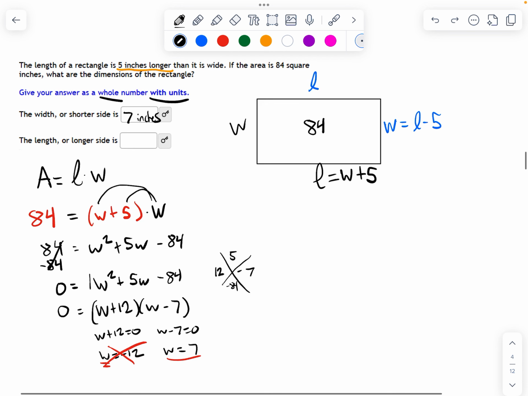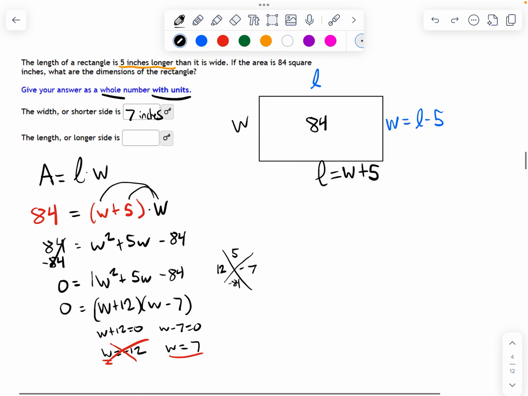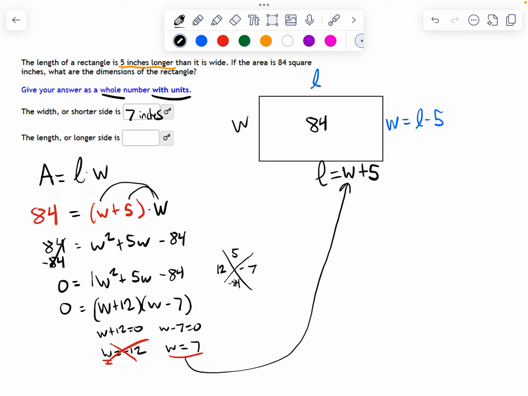All right. Now, for the length, we already know how to relate the width to the length. We know that the length is the width plus 5 inches more. So in other words, 7 plus 5 is 12, and your length is 12 inches. There you go. There are the dimensions of the rectangle.